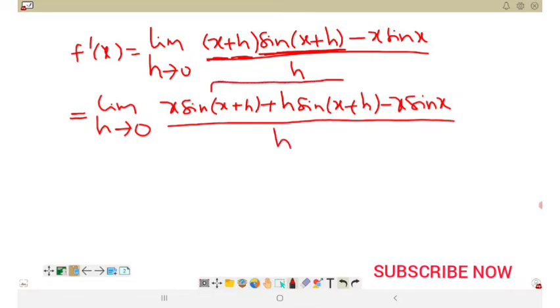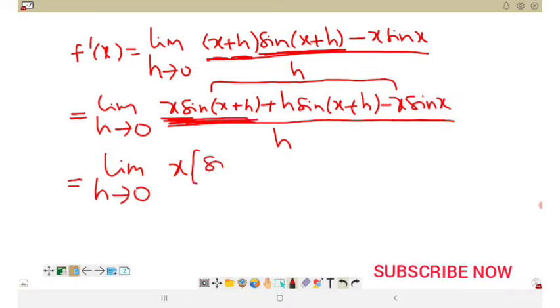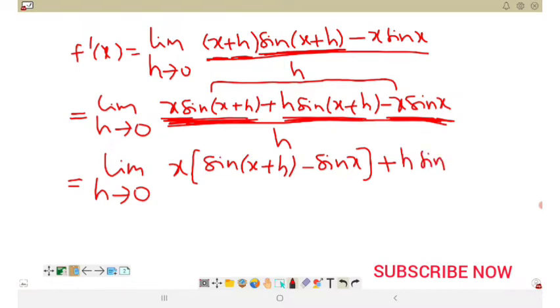Now take x common from here. So limit h tends to 0, x common, x into sin of x plus h minus sin x, and the remaining h into sin of x plus h by h.